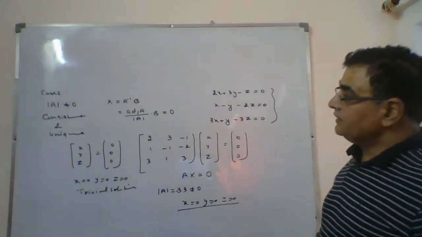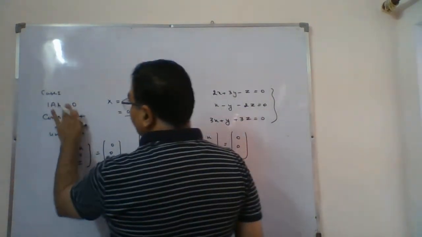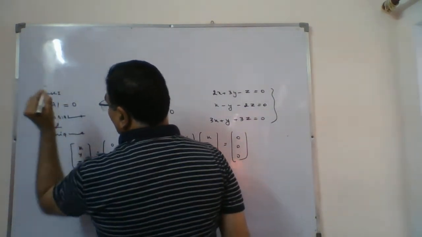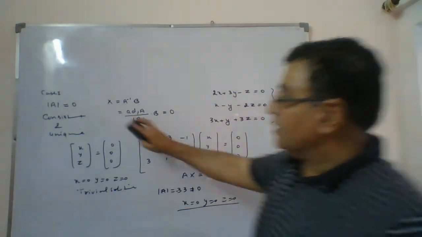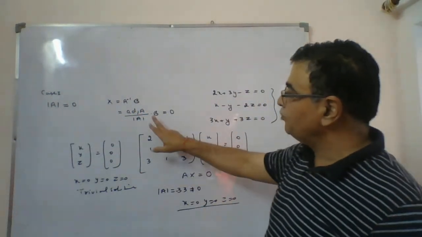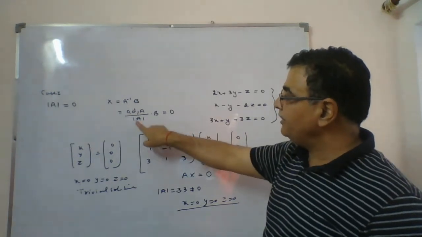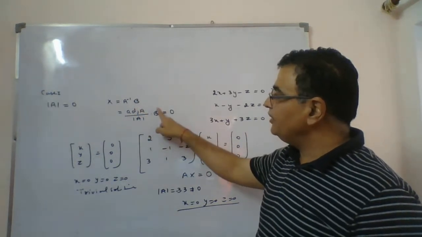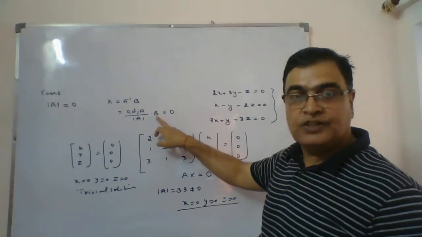Keep in mind, the second case is when determinant A is 0. Now, when determinant A is 0, one thing is more here. Whenever determinant A is 0, adjoint A into B is also 0, because B is already 0 in this case.